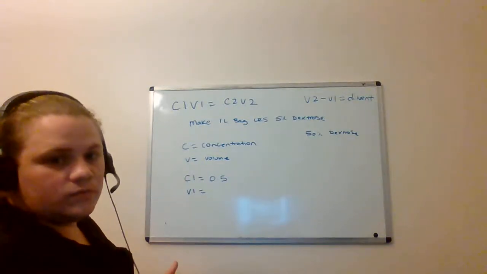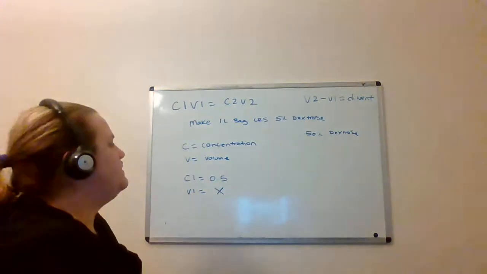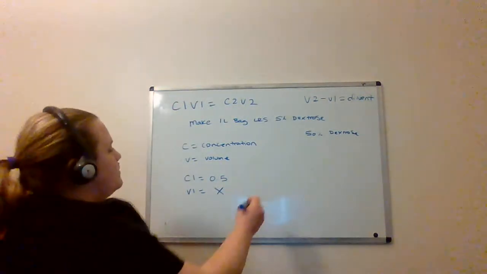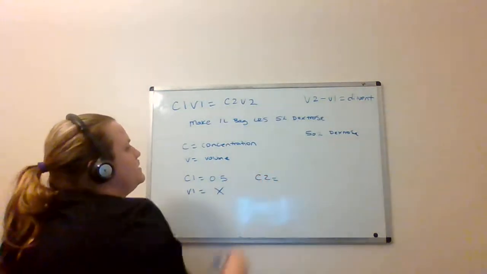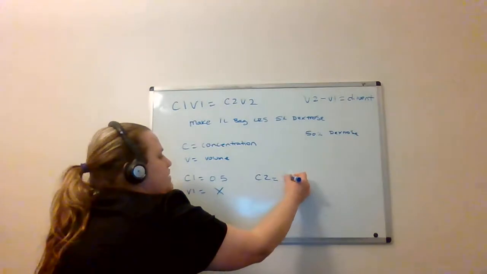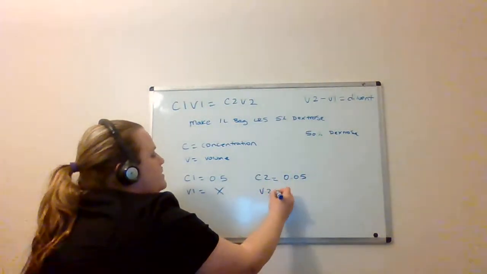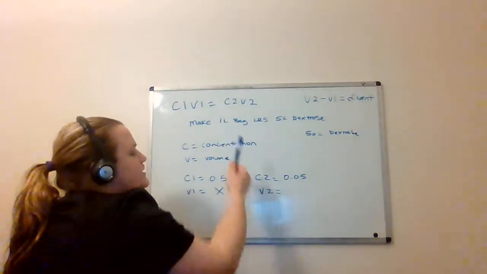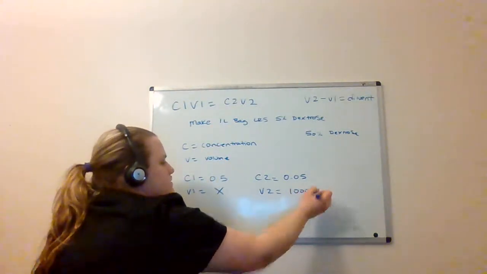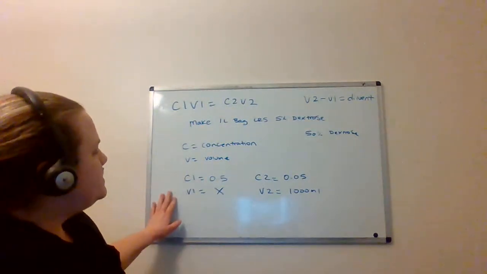Now V1 is asking how much of that 50% solution we're going to need. Well, we don't know, right? That's what we're trying to figure out. So that V1 is going to be X. Now C2 is what we want to end up with. So C2 is going to be 5% dextrose, so 0.05. Volume 2 is also what we want to end up with. What is that? It's 1 liter or 1,000 mLs. They're both interchangeable.